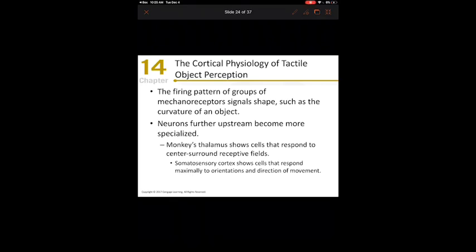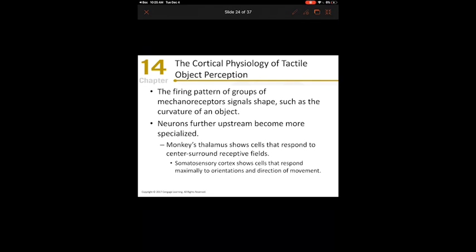Okay, so we're going to pick right up where we left off, just finishing up about tactile object perception, and then we're going to get into pain. So when we look at some of the things that we talked about, we're going to relate this back to vision, where we talked about those surround cells. So the inhibitory surround cells and excitatory center cells, and vice versa. We had excitatory surround and inhibitory center.